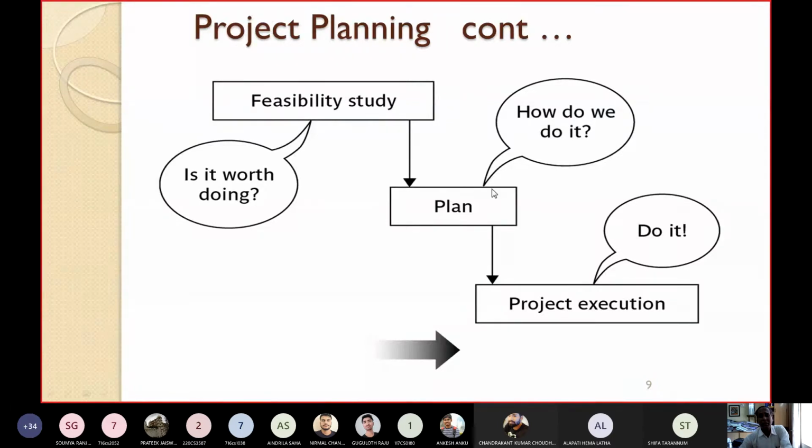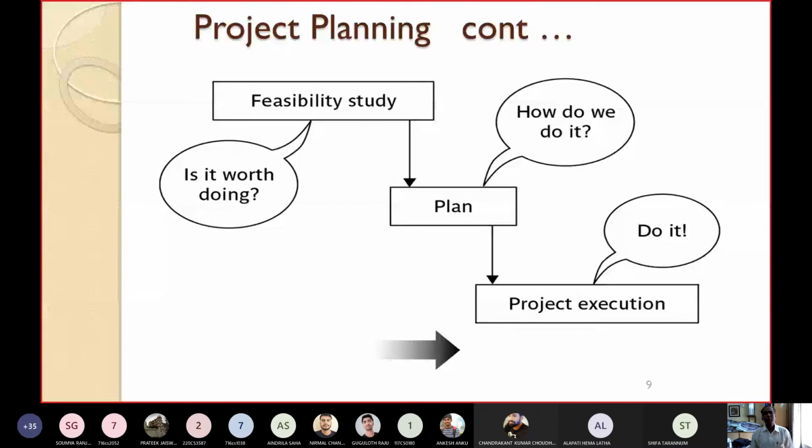After making the plan, the next step is project execution. Try to execute the project. Follow certain actions, try to implement the plan, carry it out. So these are the various activities coming under project planning. Now let's see in detail what exact activities you have to look at during project planning. These are the overall activities to be carried out, and now let's see the activities in detail.